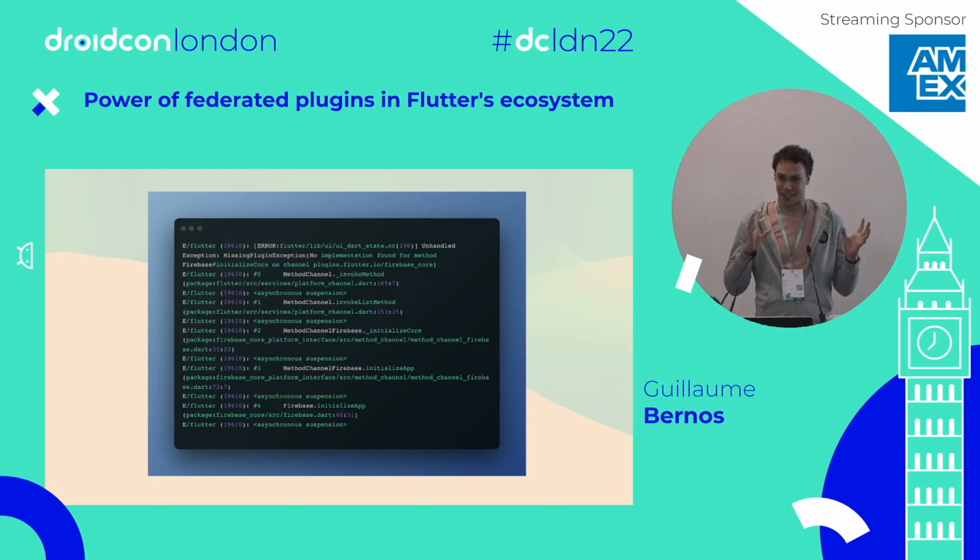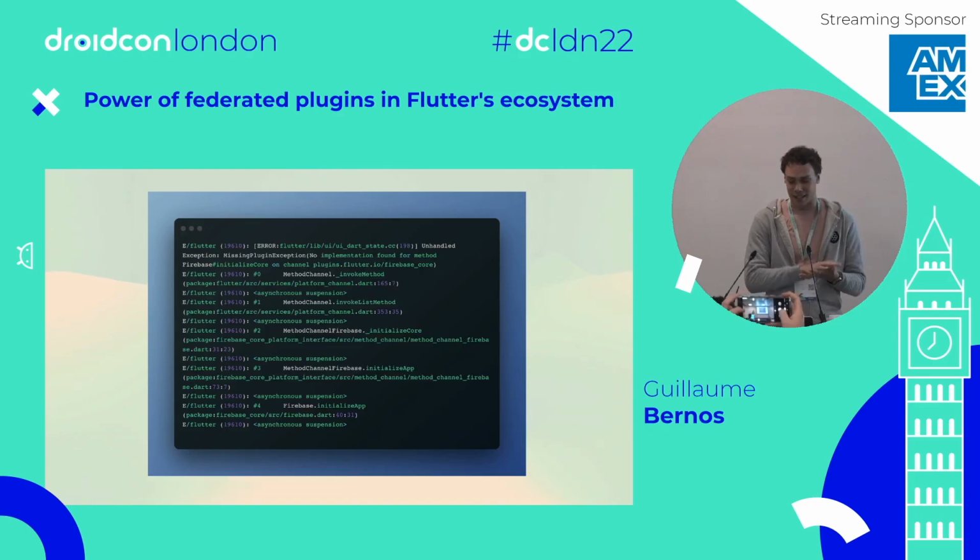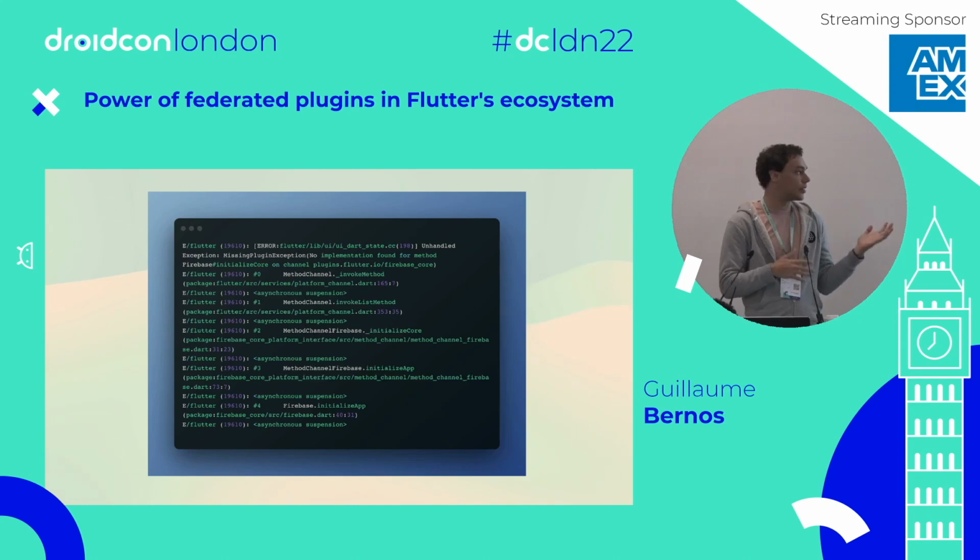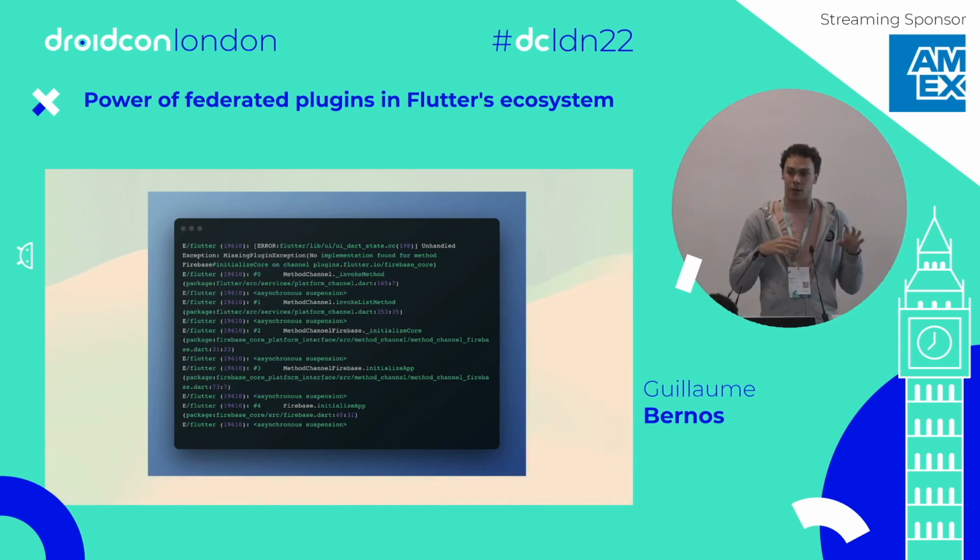So this screen is probably an error that every Flutter developer has seen at least once in their life. It's an unhandled exception, missing plugin exception, no implementation found for the method on this particular channel. During this talk, I'm going to explain why this happens, how you can better understand what is happening in the underlying system, and maybe help maintainers and developers of open source projects to report better errors. If you get this, maybe it's their fault, maybe your fault, but after this talk, you should be better able to troubleshoot this kind of error.